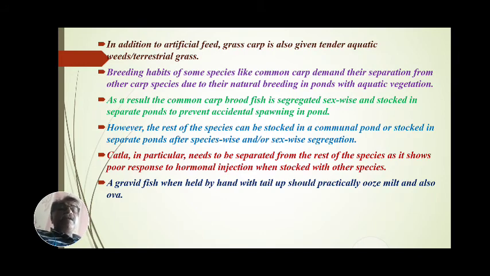This separation prevents accidental spawning. Means such different care should be taken when fishes are stocked in breeding ponds and tanks. Care is essential in breeding ponds and tanks.